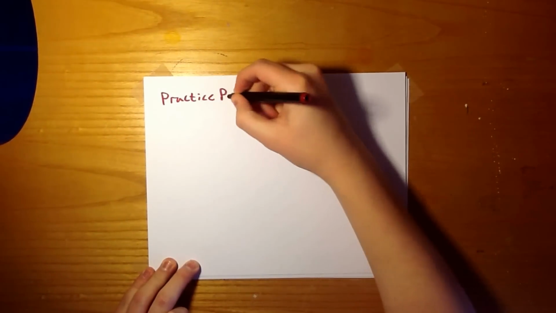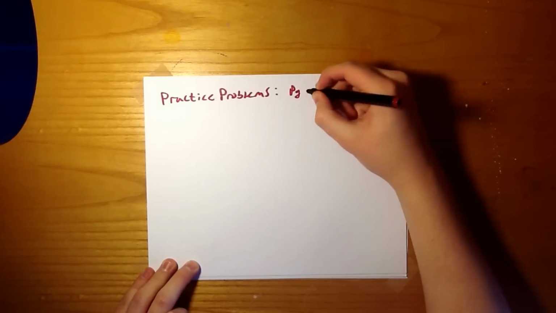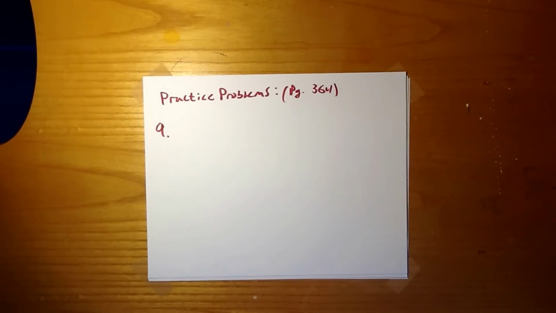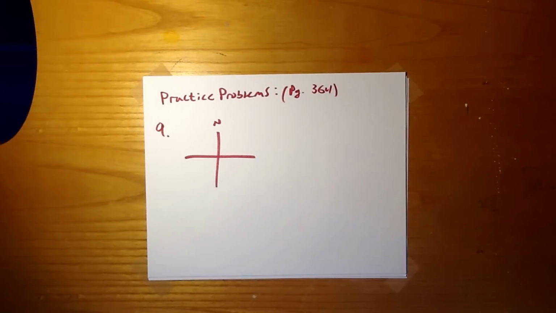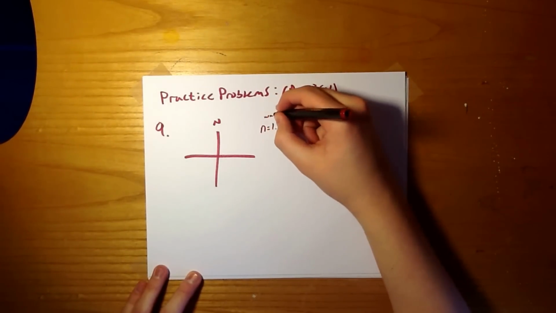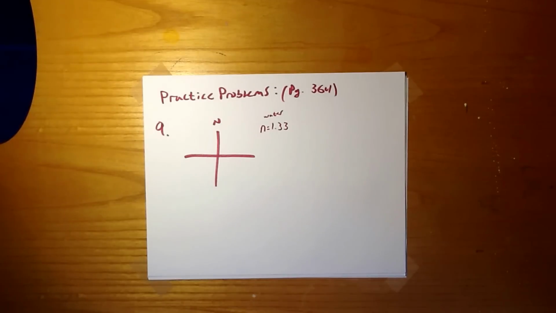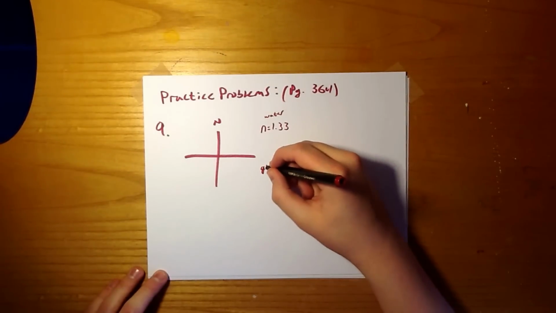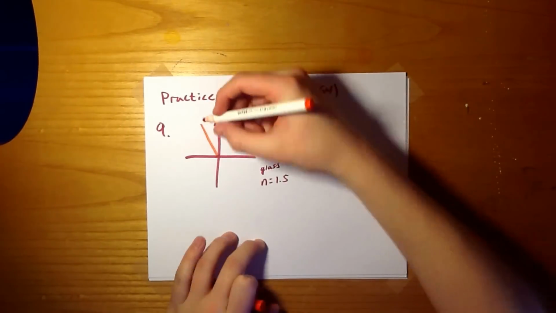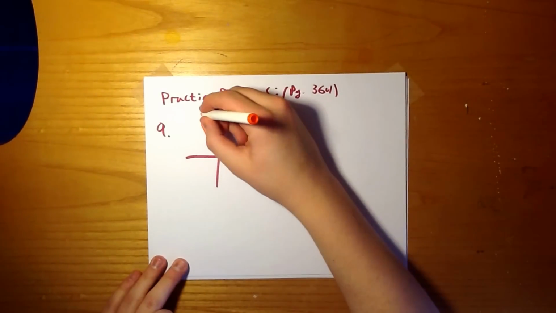Alright, so here's another slightly harder practice problem that comes from page 364 in your book, problem number 9. So essentially what we have is light going from water into glass, and they want the angle of refraction. So we set this one up just the same as the other one using Snell's law. The n value for water is 1.33 and glass is 1.5. So let's draw the light being refracted here.